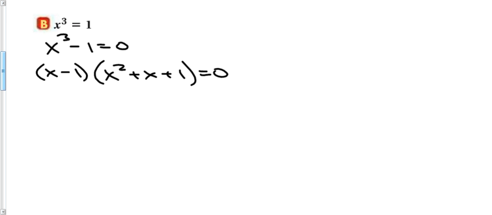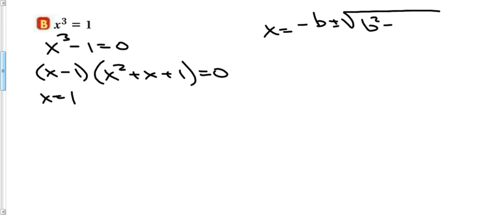So now, setting the first piece equal to 0 gives me x equals 1. The next piece, I know it doesn't factor, or else this formula would have been factored even further. So in order to solve the second piece, I need to use the quadratic formula, which again is negative b plus or minus the square root of b squared minus 4ac, all over 2a.